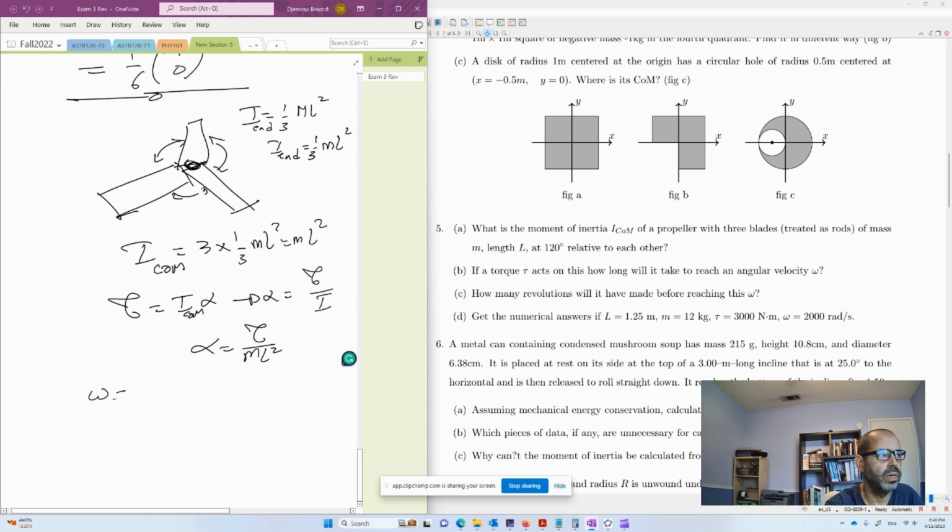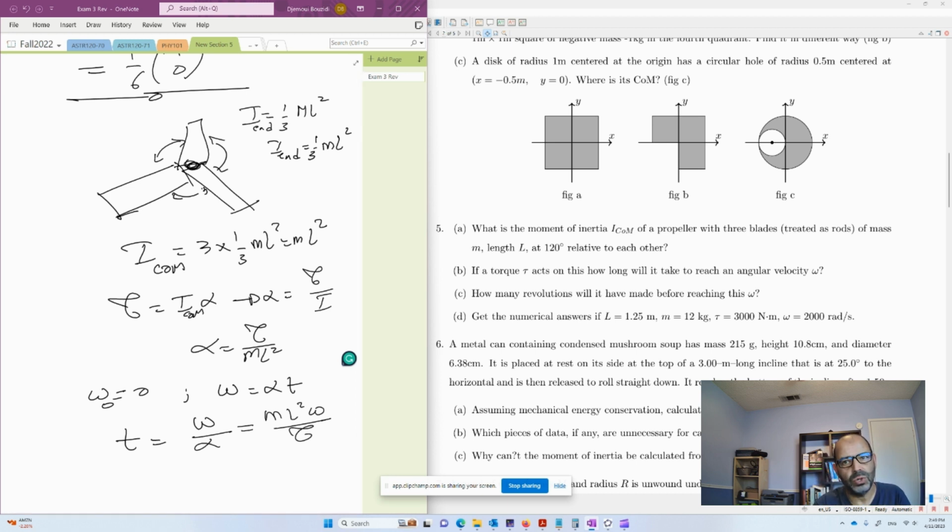It started from rest, so omega naught is 0, and omega is equal to alpha t. From here, t is equal to omega over alpha, and that's going to give me ml squared omega over tau. Okay, so that is basically the time it takes for it to reach a certain speed, omega. So omega is known. The mass is known, the length of each blade is known, and the torque is known. So from here, we should be able to compute the time t.